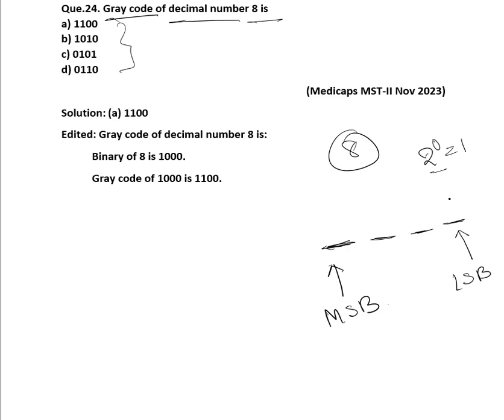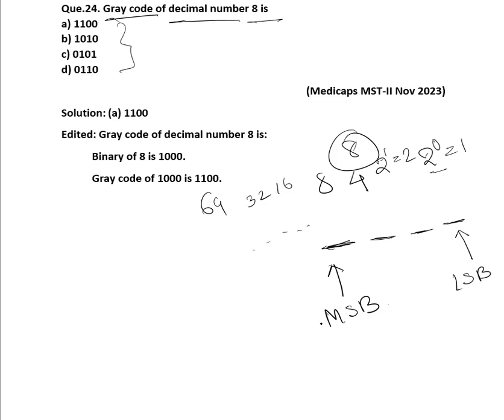For example, the bit on the left hand side of the LSB gets a positional weight of 2 to the power 1, which is 2. Then here we get 2 to the power 2, which is 4. Here we get 2 to the power 3, which is 8. And likewise, as we move left, we get 16, 32, 64. In this case, we are asked to find the gray code of decimal number 8.